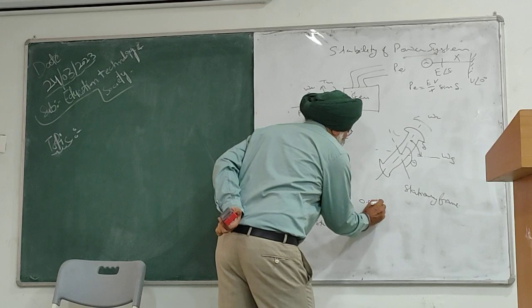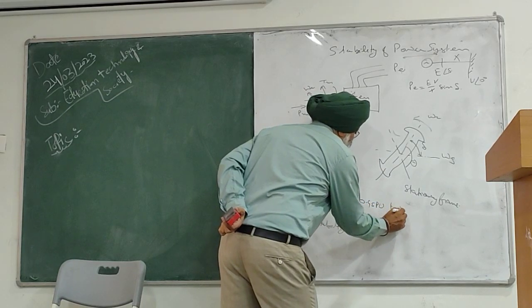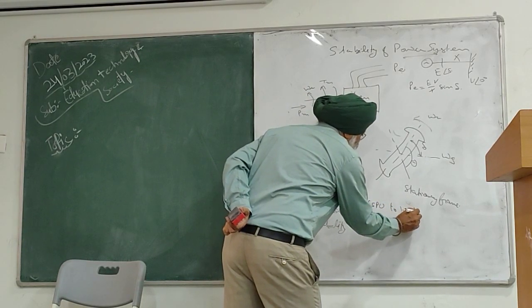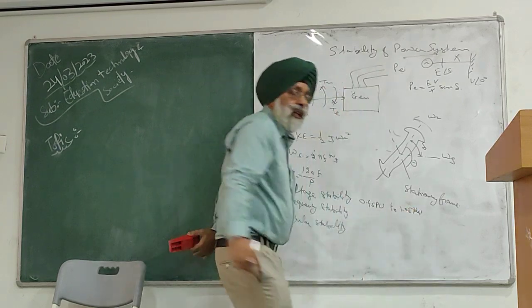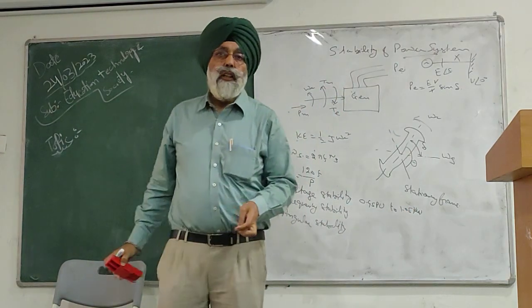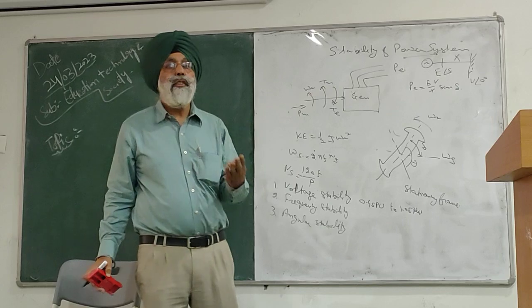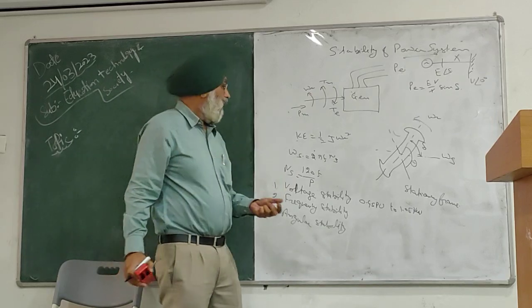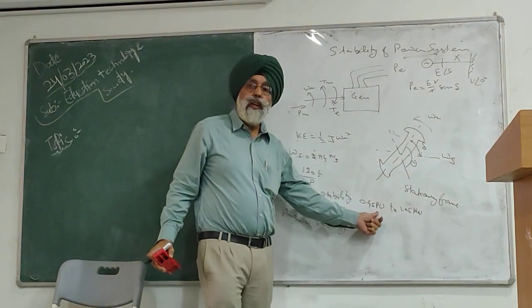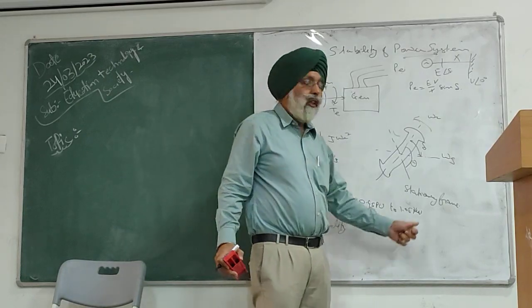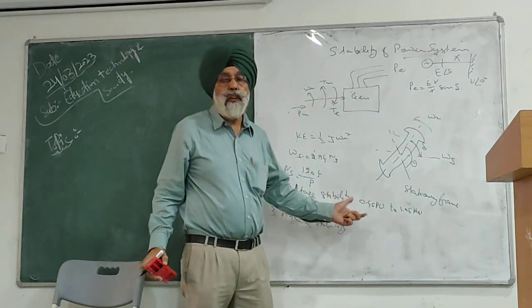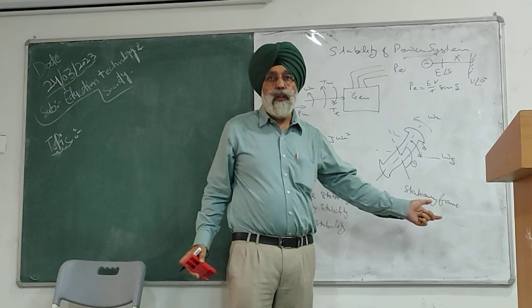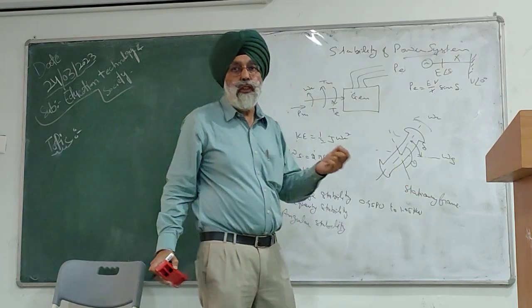0.95 per unit to 1.05. The voltage level at which your generator is working may vary between 0.95 per unit to 1.05 per unit, 95% to 105%. So 5% variation is allowed.